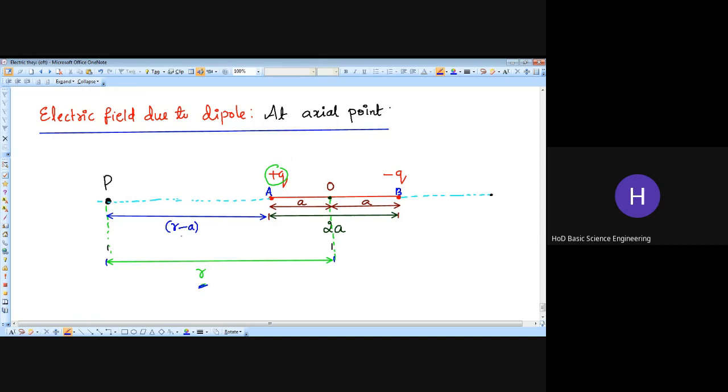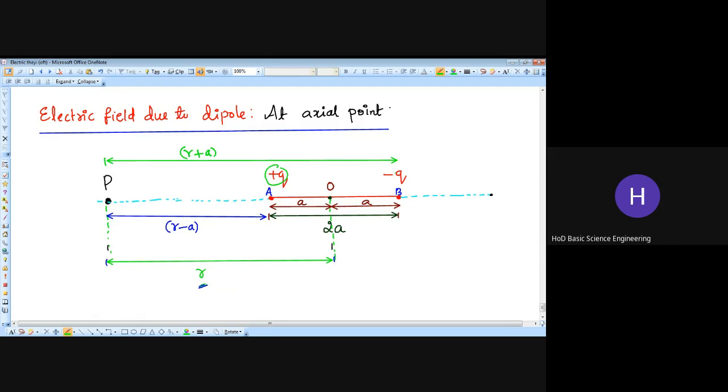Correct, no? Similarly, what is the distance from minus q to P? What about this distance? Now you have to add this particular distance, right? It means that will be r plus a. Am I right? The distance of point P from plus q is r minus a, and the distance of point P from minus q is r plus a. I hope it is clear.